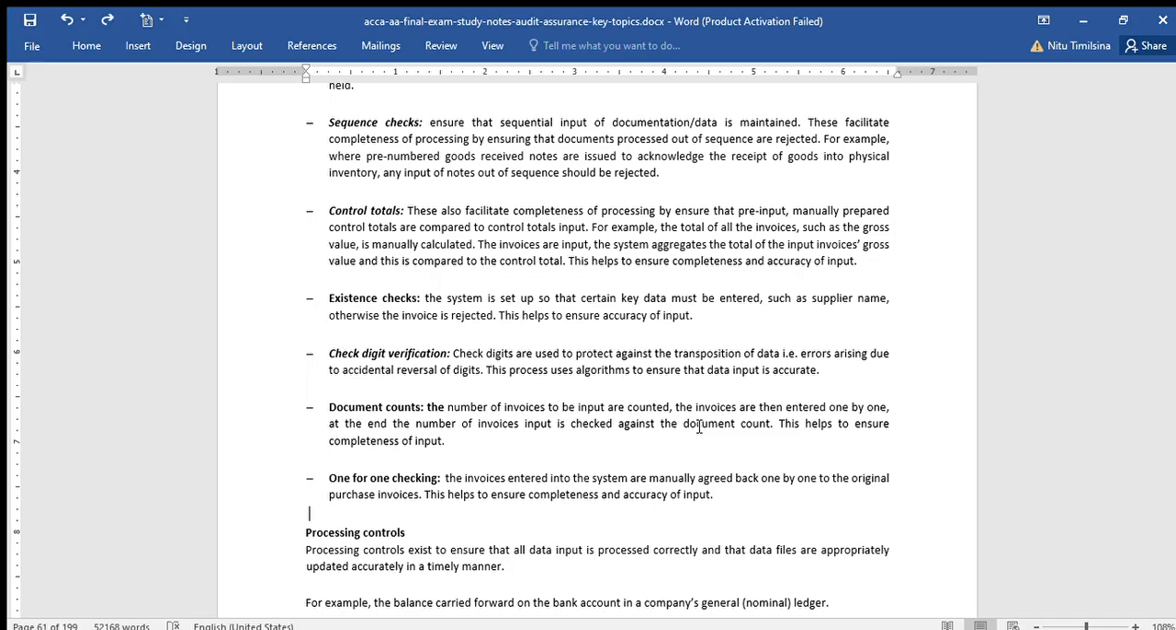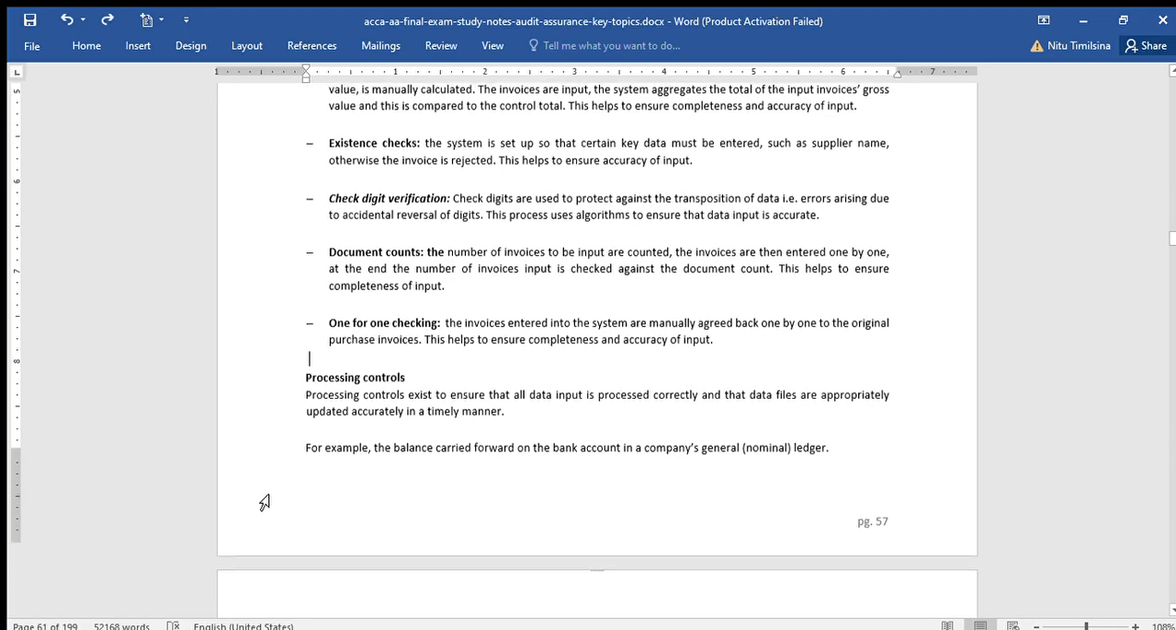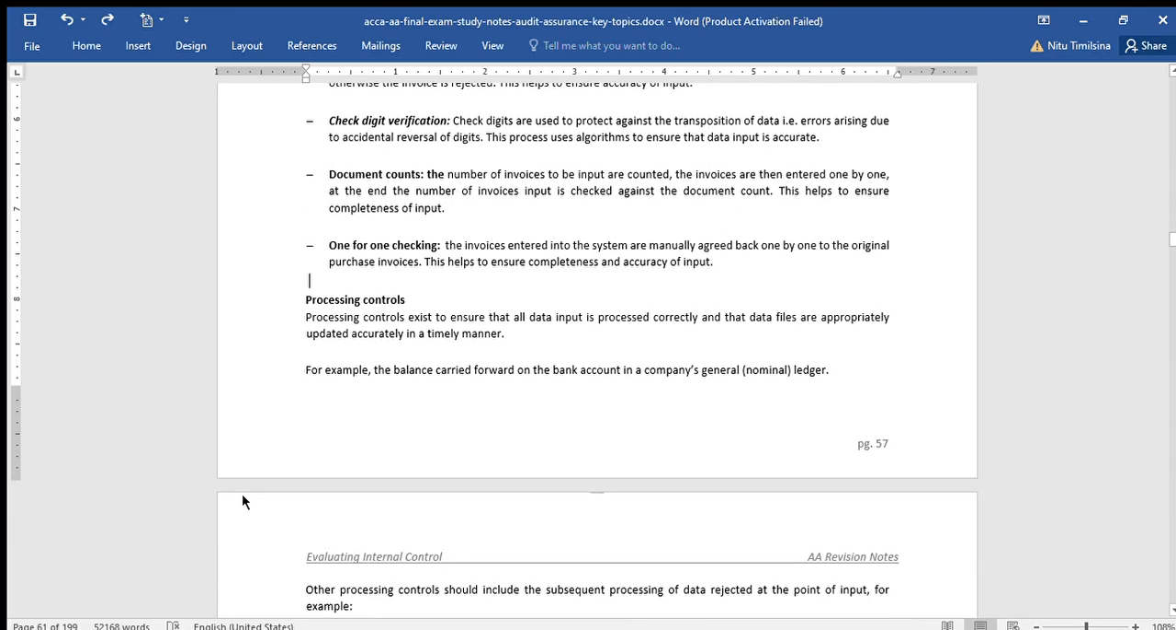One for one checking. The invoices entered into the system are manually agreed back to the original purchase invoices. This helps to ensure completeness and accuracy of input. So it ensures that it is matching with the source or not.